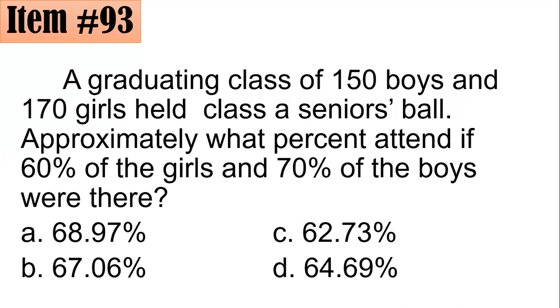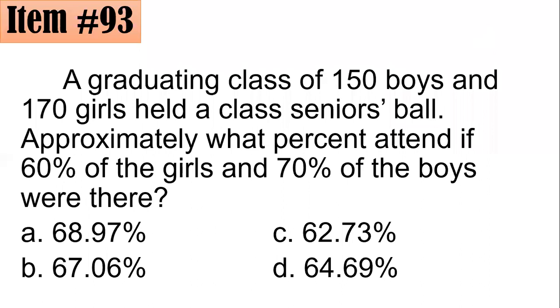93. A graduating class of 150 boys and 170 girls held the class seniors ball. Approximately what percent attended if 60% of the girls and 70% of the boys were there? Did you go for letter A, B, C, or D? So far, I believe marami po sa atin yung confident about letter D. Is it really 64.69%? Tignan po natin.